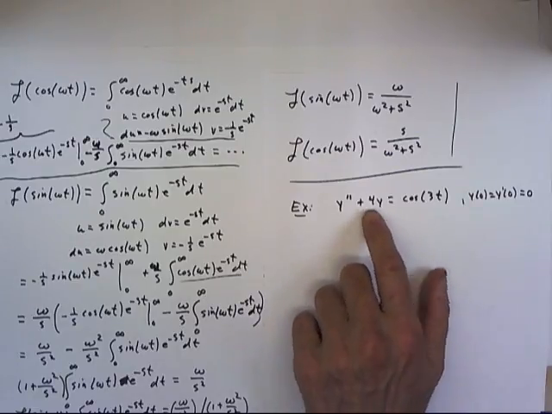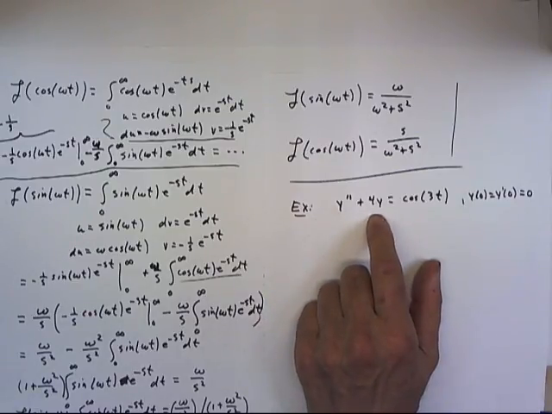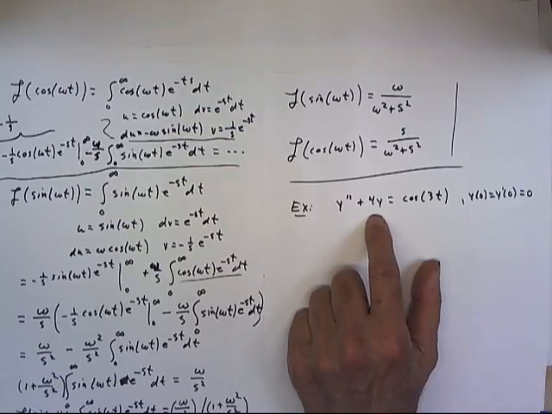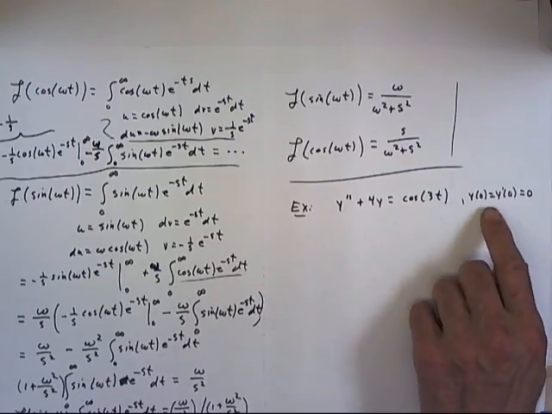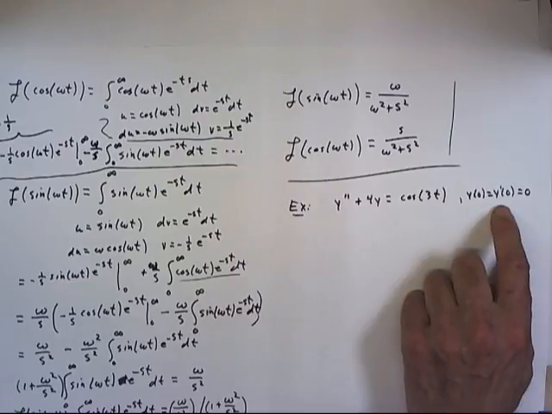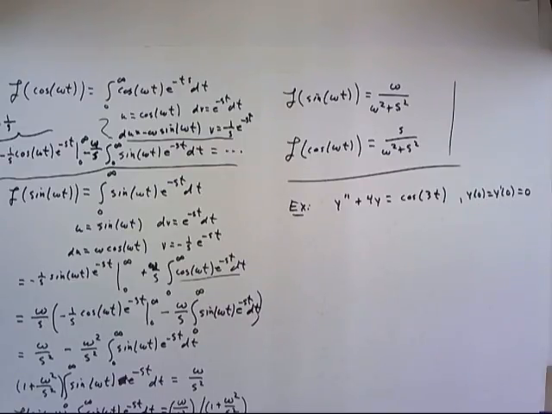the homogeneous equation would represent an oscillatory system with omega equals 2, so that the solutions to the homogeneous equation would be combinations of cosine and sine of 2t. We're forcing this with the function cosine of 3t. For simplicity, we're going to start at equilibrium and velocity 0.